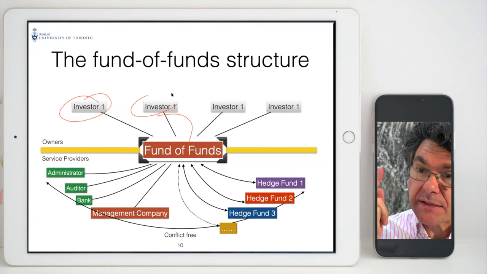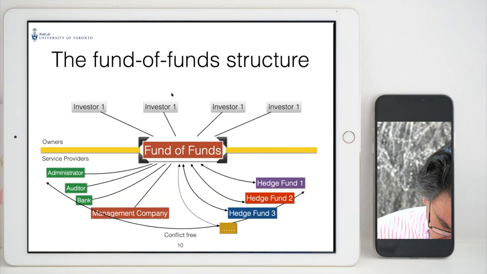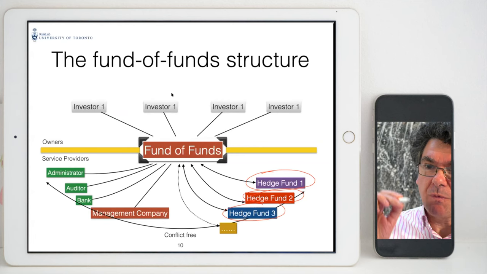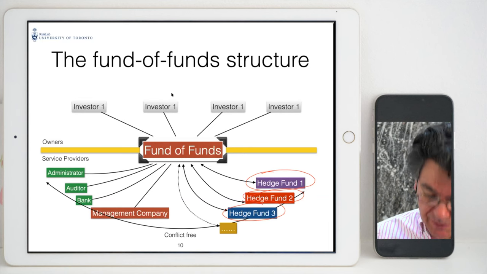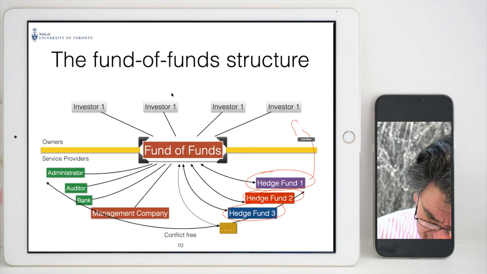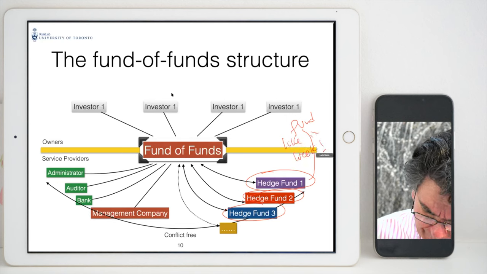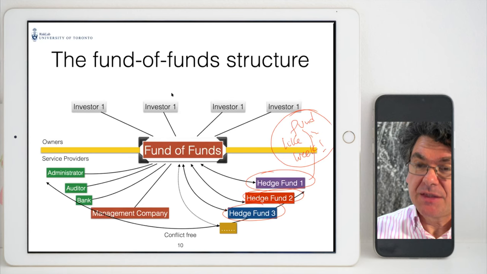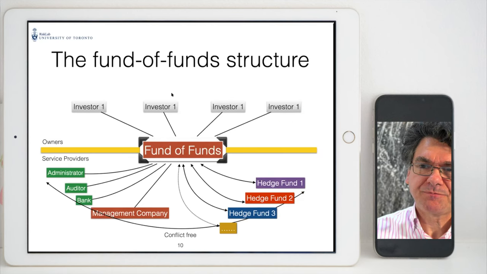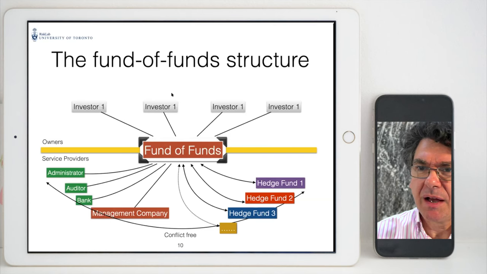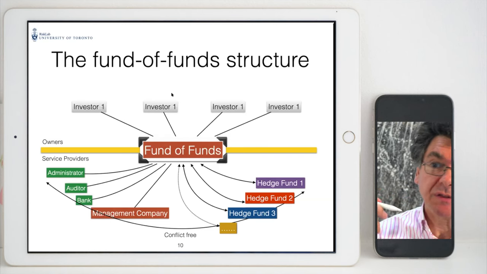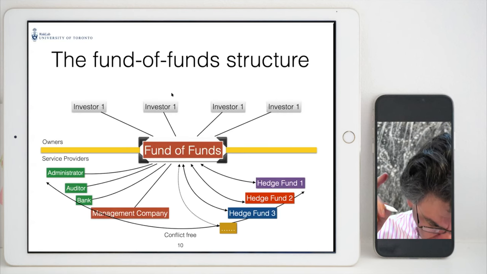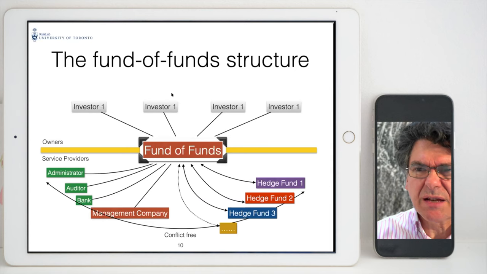But with a fund of funds, what you do with the money of the investors is you invest in other funds. You invest from the fund into other funds. Each of these is a fund like in week one. So it's a fund that invests in other funds. These things are very popular. There are many of them like that. It may be surprising that you invest in a fund that invests in other funds, but these are very popular for several reasons.